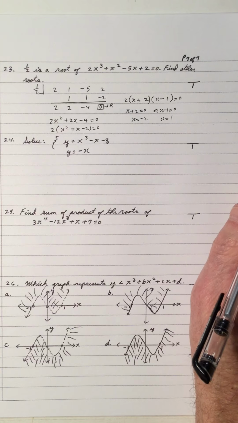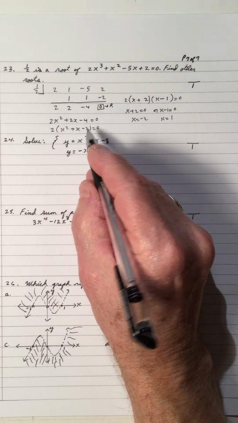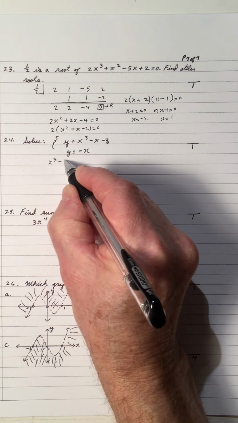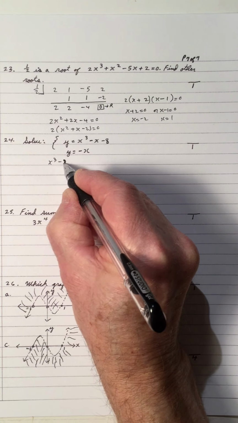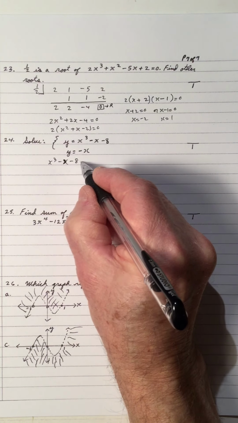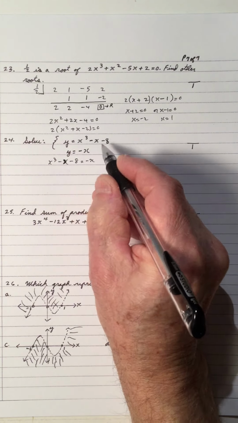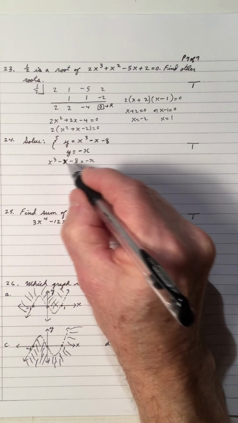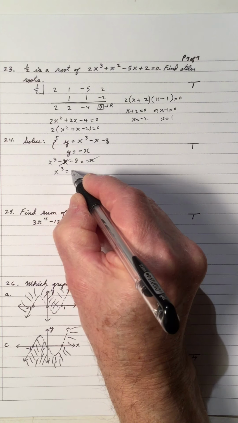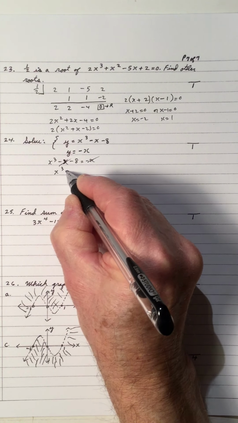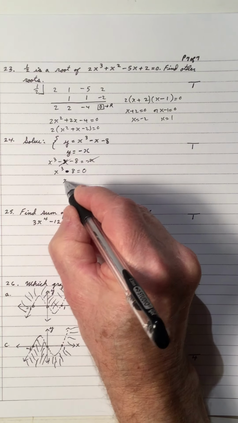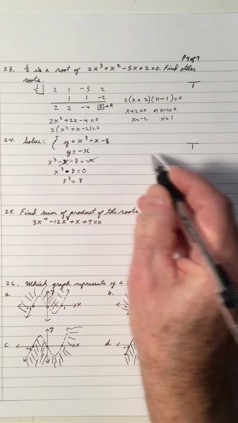And we're going to solve this system of equations. They're both equal to y. So we go x cubed minus x, and I'm going to put a minus 8 in first. x cubed minus x minus 8 equals negative x. So negative x is here and here, and they cancel out because they're on each side. So x cubed minus 8 equals 0, so x cubed equals 8 when I move it to the right.